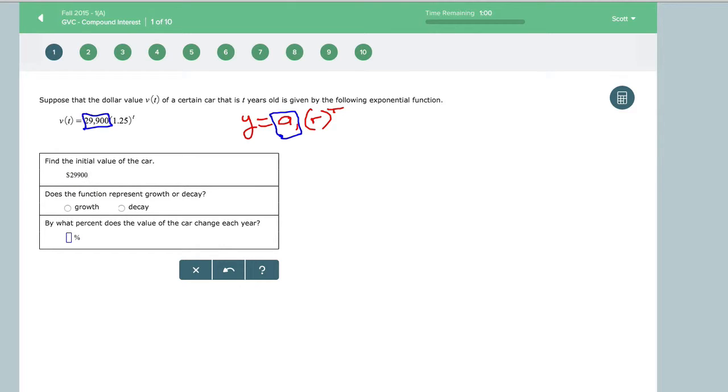Is it growth or is it decay? Part of the way we tell is right here, the ratio. If it's greater than 1, then it's growth, or it's rising, it's getting bigger. If the ratio is between 0 and 1, a decimal or a fraction, then it's going down. Okay, so we look right here and we see the ratio. Well, right here, it's greater than 1, isn't it? It's 1.25. So if it's greater than 1, we know it's growing.